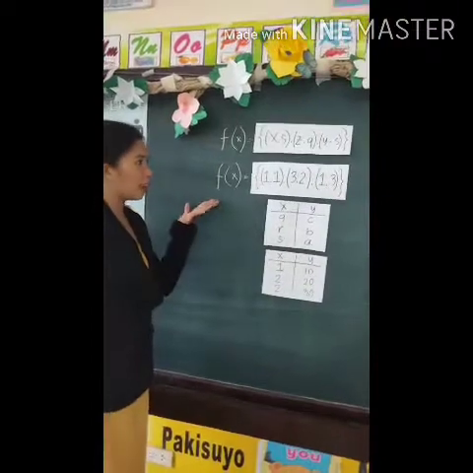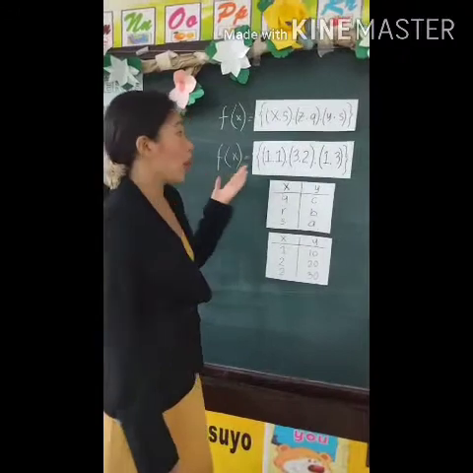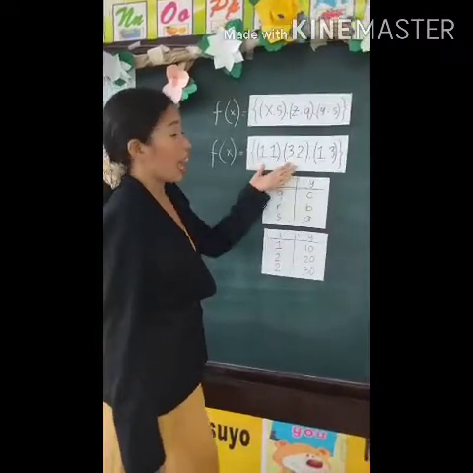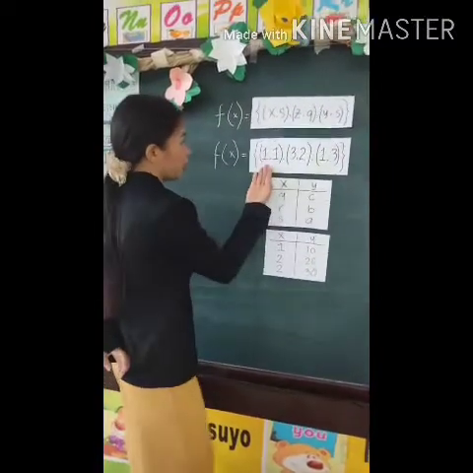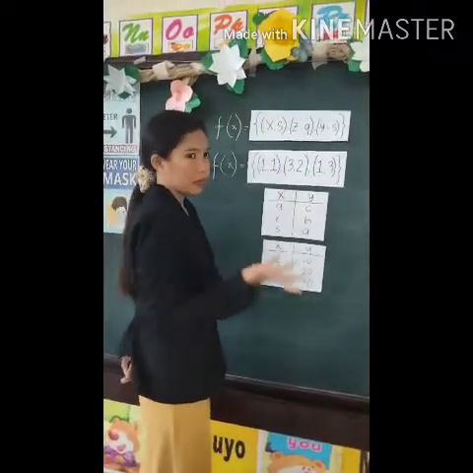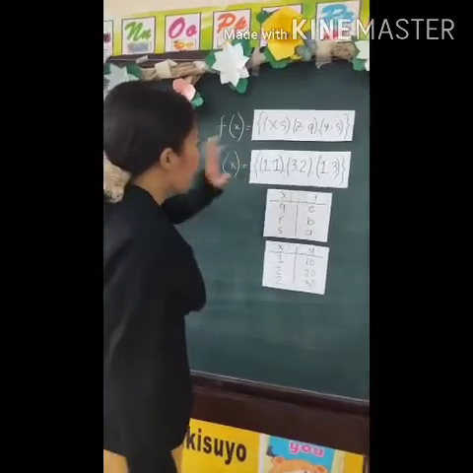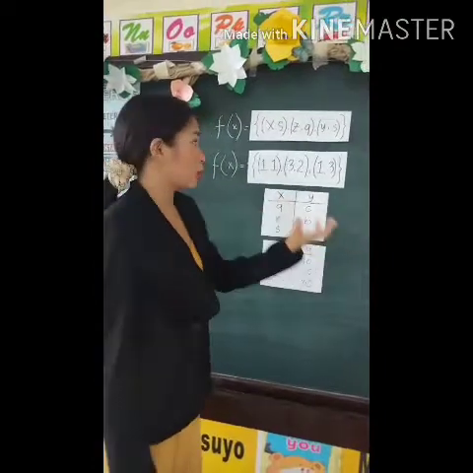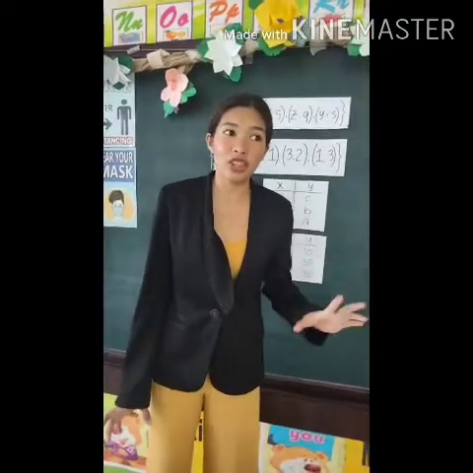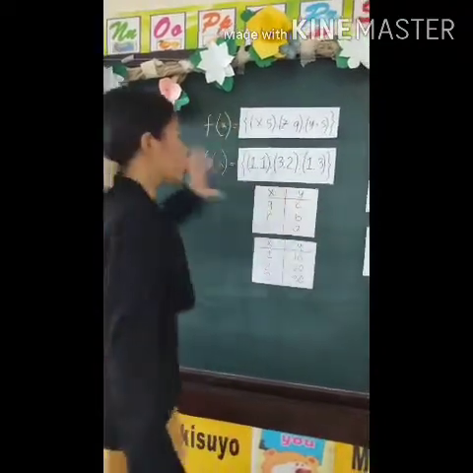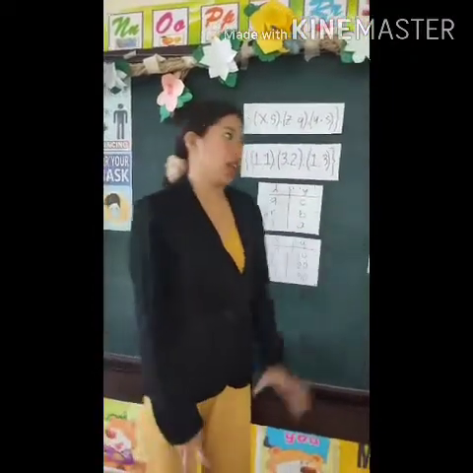The second one is f(x) is equal to the ordered pairs (1, 1), (3, 2), and (1, 3). As we can see, the value 1 repeats in our input, while the outputs do not repeat. As you remember, a function does not repeat its input. So we cannot call this a function. This is not a function.